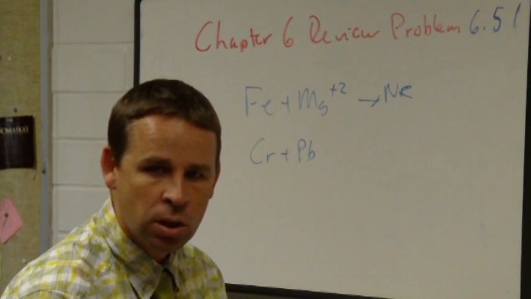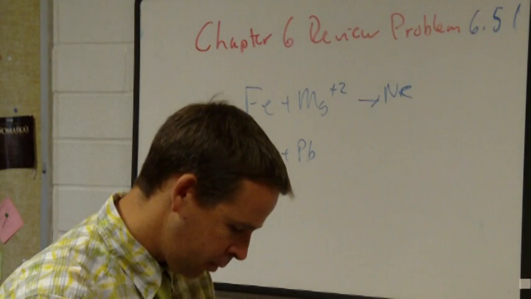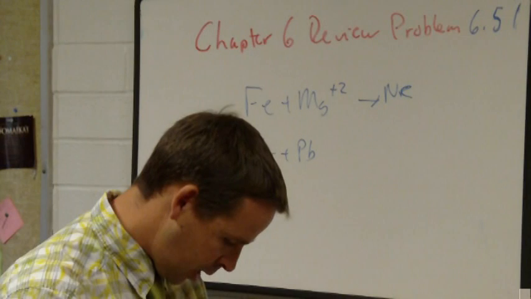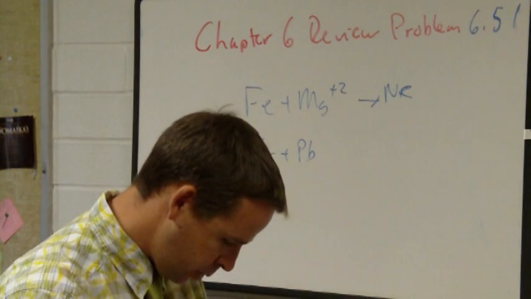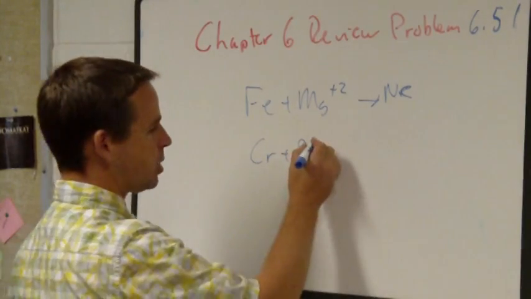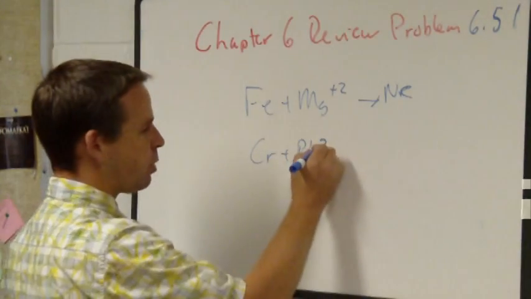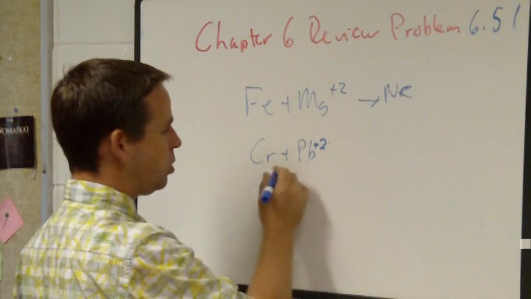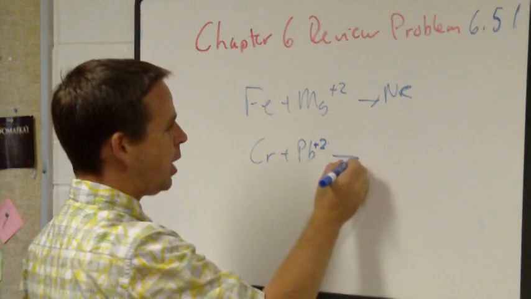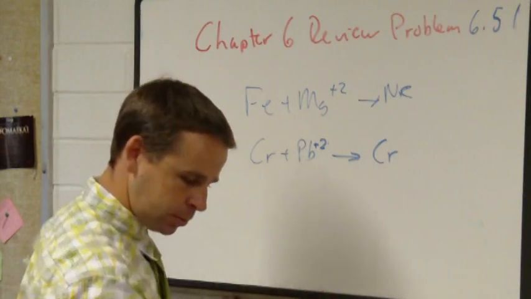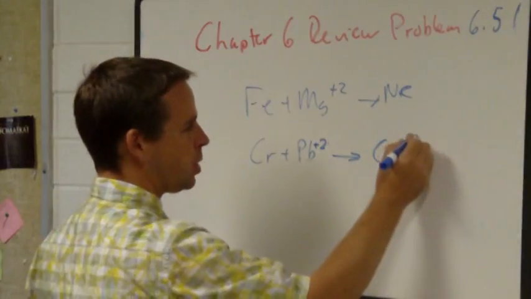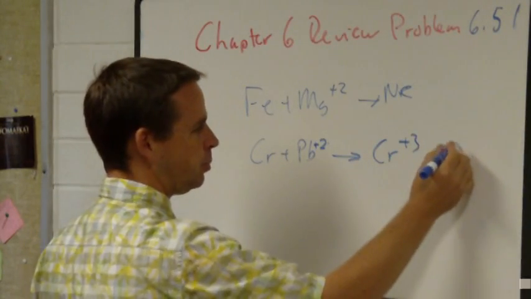All right, so we have our second one. What does it say to do? Predict the outcomes of the following reactions. If no reactions occur, write no reaction. If the reaction occurs, write a balanced chemical equation. So we have to write a balanced chemical equation here now, because this reaction is going to occur. So we have chromium metal, and the lead is the +2 ion. And the products here are going to be the chromium ion, +3, and lead metal.